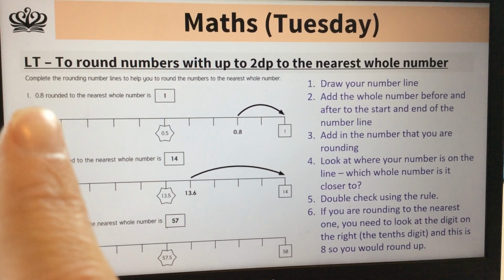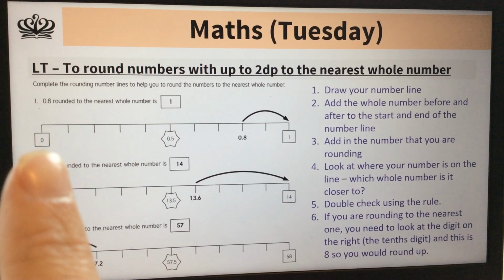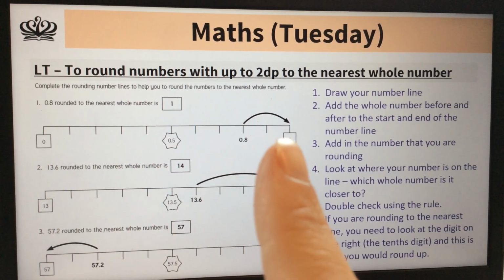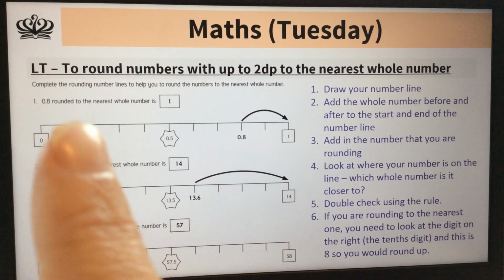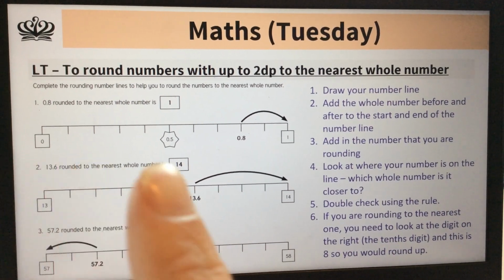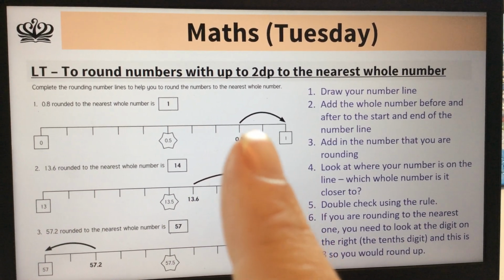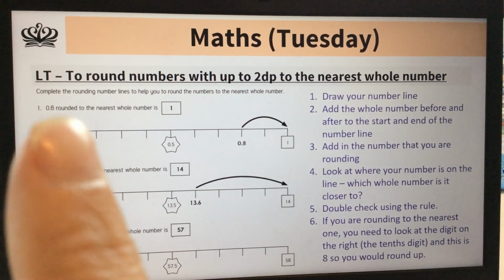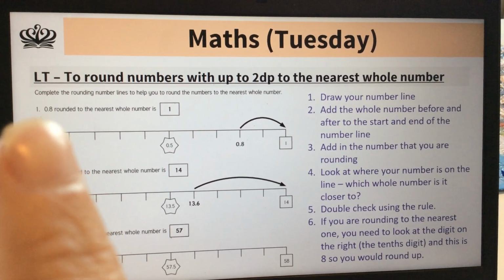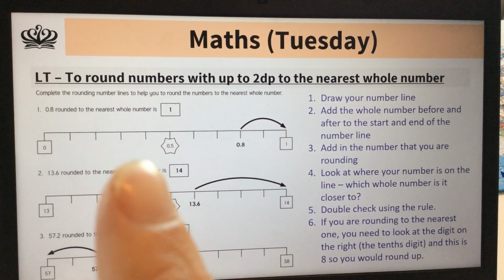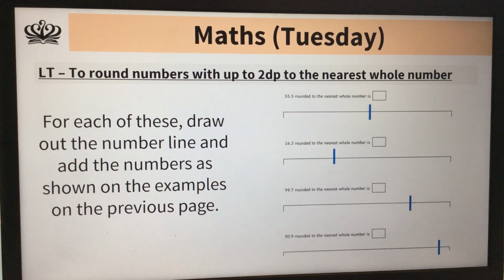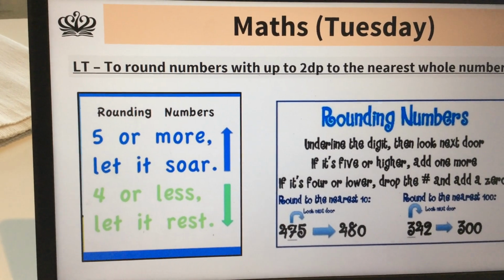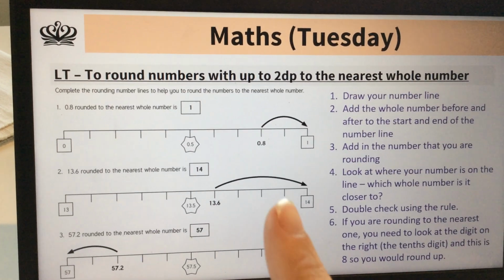So my number here is 0.8. The whole number before that is 0. And the whole number after is 1. So I've got to decide, am I going to round 0.8 down to 0 or up to 1, okay? Now I'm rounding it to the nearest whole number, I'm rounding it to the nearest 1, so I've got to look at the digit on the right, which is our 10th number, which is our 8. So 8, I need to remember that I am rounding up, okay, because it's bigger than 5. So it would round up to 1.